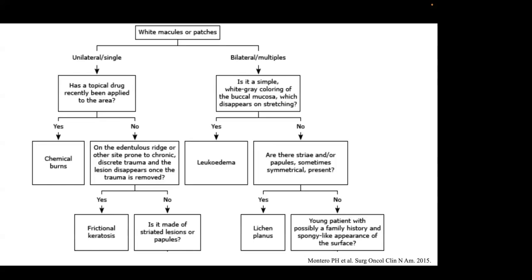Herein, basically, you see if there's a white macule or a patch, and it is unilateral, then you will see if there is a recent application of topical drug. If yes, then you consider it like a potential chemical burn. If no, then you see whether it's on the dentalis rich site or any site which is prone to chronic trauma, and the lesion will disappear once the trauma is removed. If yes, then it is possible that it is a frictional keratosis.